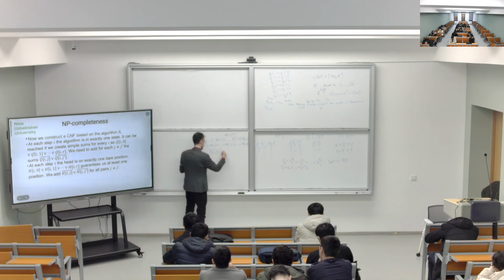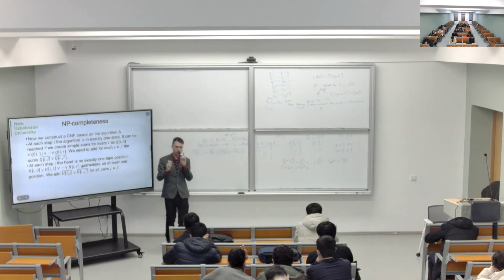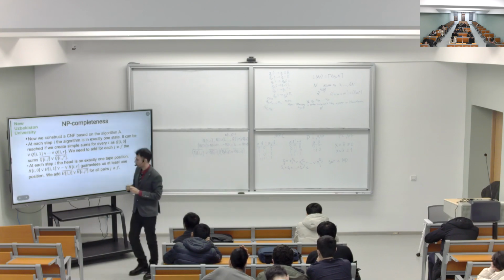So then we will have NOT Q_ij or NOT Q_i2, and so on. For all pairs of distinct states, we'll have this.